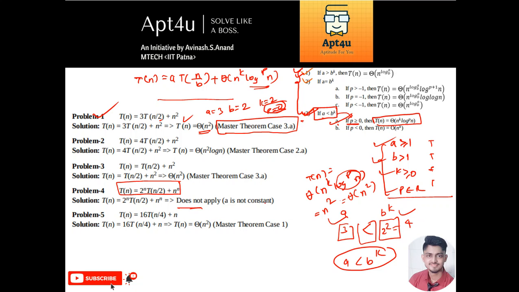Why? Because we know that the value of a should be greater than or equal to 1, which means it should be a constant. But here the term a is 2^n, and 2^n is not a constant term because it is dependent on the value of n. So this violates the essential conditions for Master's theorem, because the first condition itself says that a should be greater than or equal to 1, but here we have 2^n. The value of a is not a constant, and hence Master's theorem cannot be applied in this specific case. The other problems are quite similar.